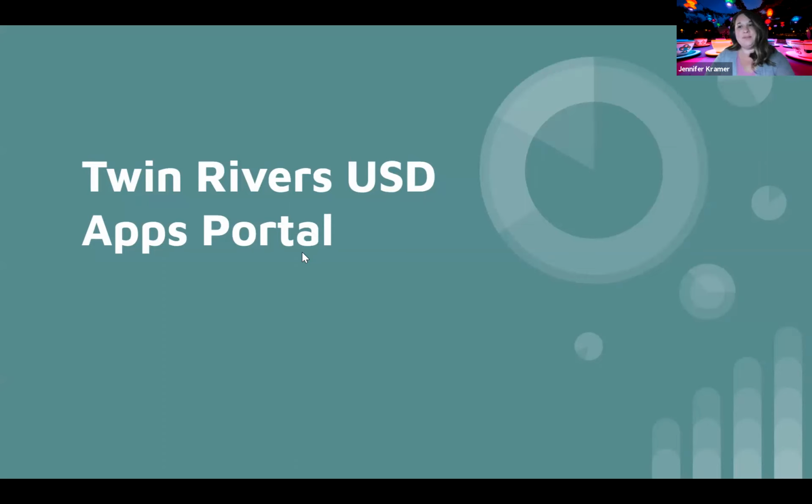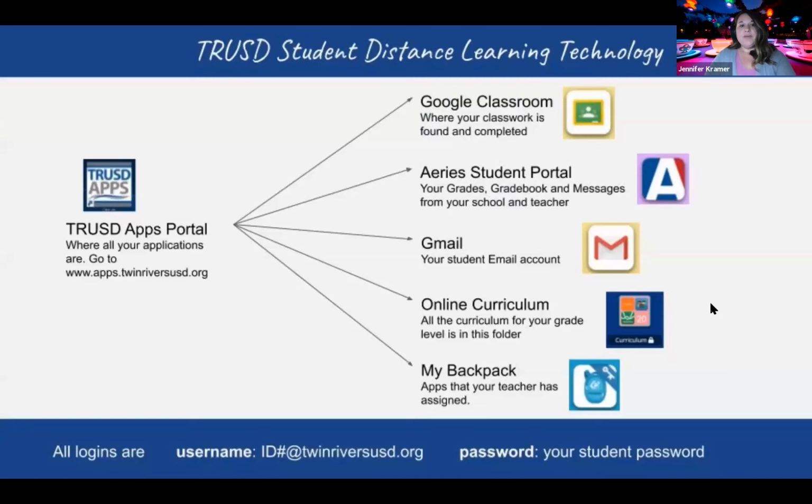You can go to next slide, please. So from the apps portal, I'm going to show you a couple ways to get there, but the basic way is always going to be to go to apps.twinriversusd.org. You do not need that www. From there, you'll be able to get to Google Classroom. Students can get to their student portal, Gmail. All of our students have Gmail, online curriculum, and My Backpack. All the logins are the student ID number at twinriversusd.org.